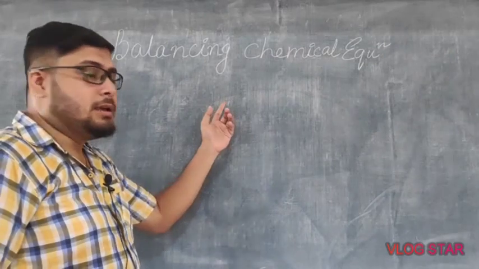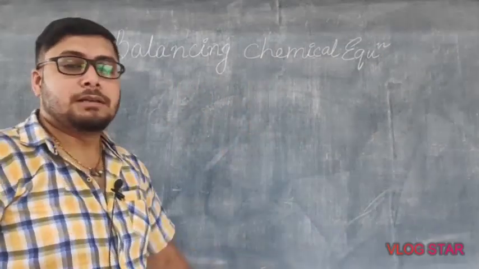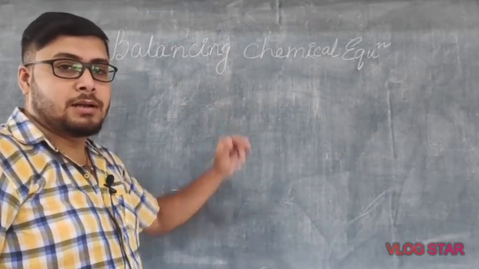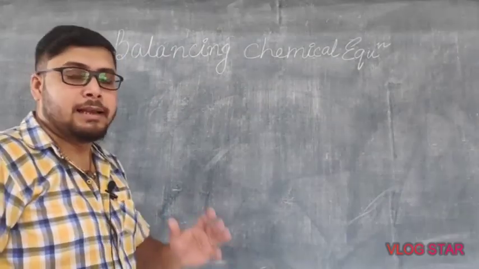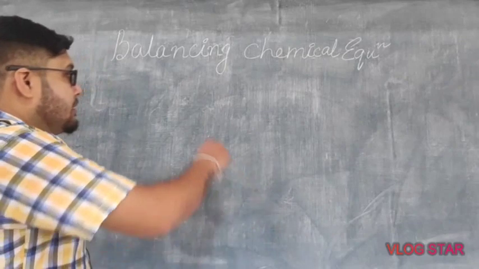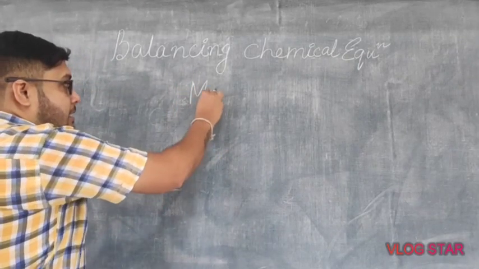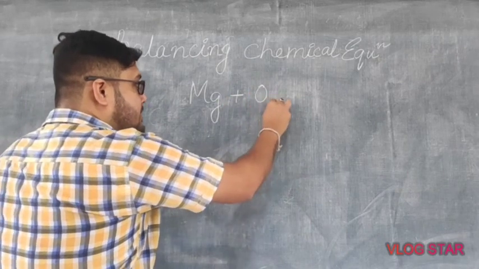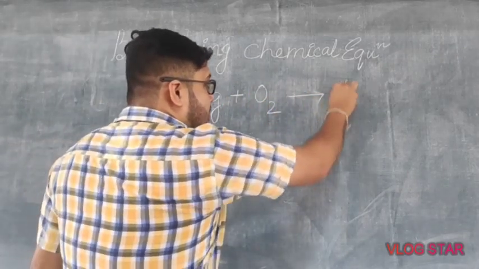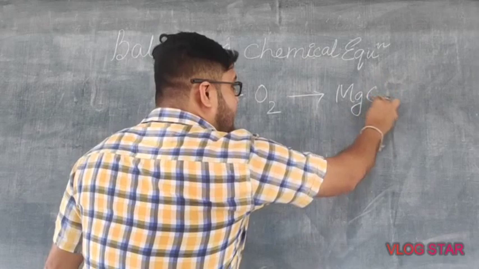Today we are going to see balancing chemical equations from class 10, chapter 1. So first of all, let us take a very simple equation. Say we are reacting magnesium plus oxygen, we will get magnesium oxide.